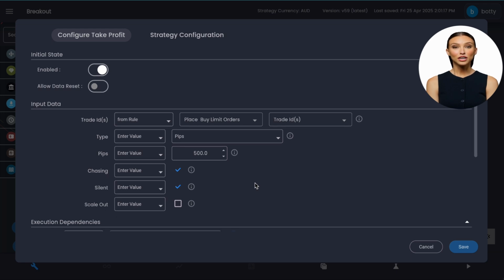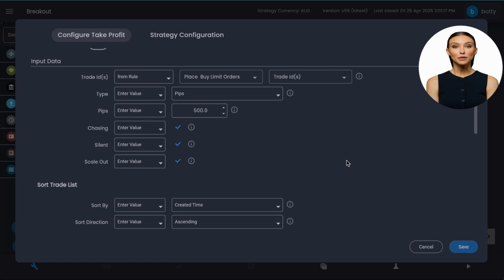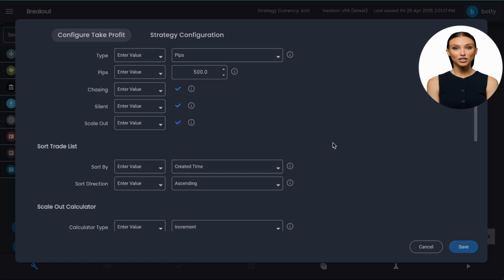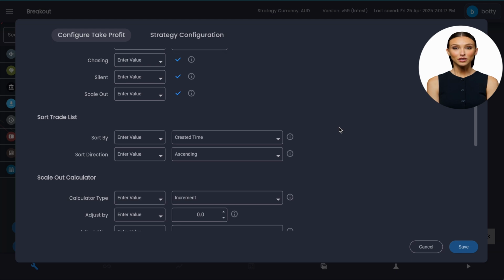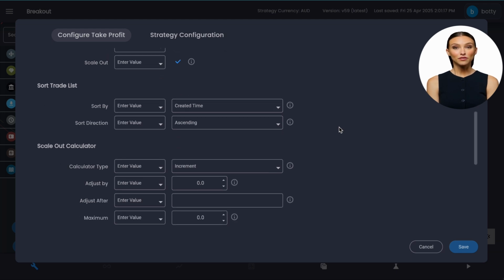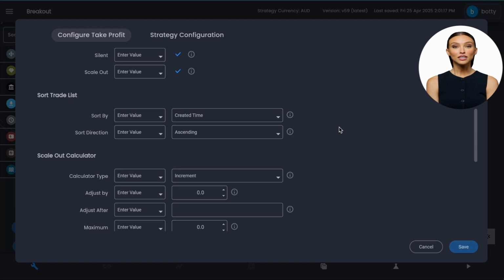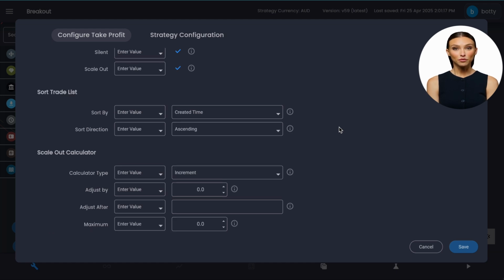The final configuration option is scale out. This mechanism can be used when multiple trades are being used to manage an aggregate position for the strategy. The scale out calculator can set a different take profit for each trade in the list passed to the take profit rule. First, we can sort the list of trades passed into the take profit rule by comparing either the created time or the target price of each trade.